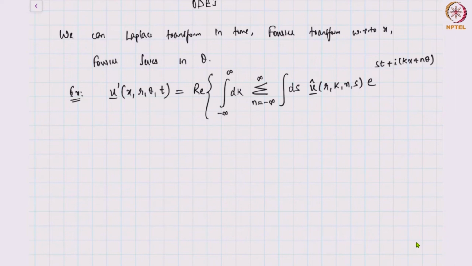So what I have done is I have replaced this. When we have a linear partial differential equation, we use a variable separable form of the solution. This is actually a variable separable form of the solution.